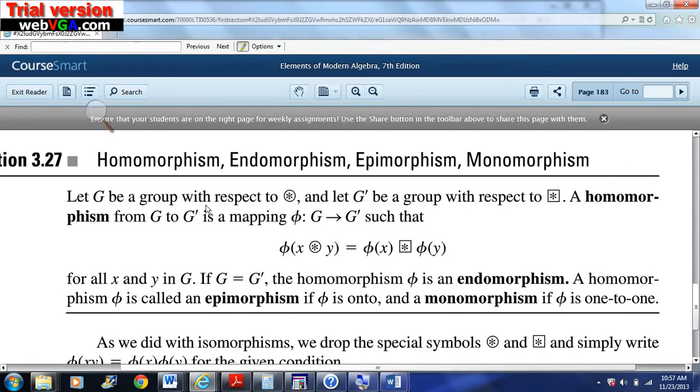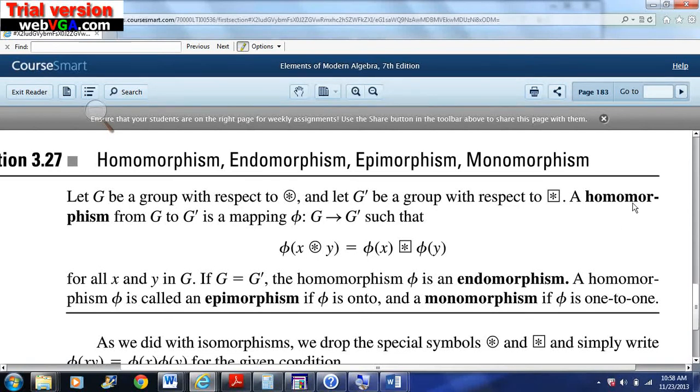Let G be a group with respect to operation circle asterisk, and let G prime be a group with respect to operation square asterisk. So these two operations can be different or they can be the same. For example, the first operation could be ordinary multiplication, and the second operation could be ordinary addition, or they can be operations defined in different ways.